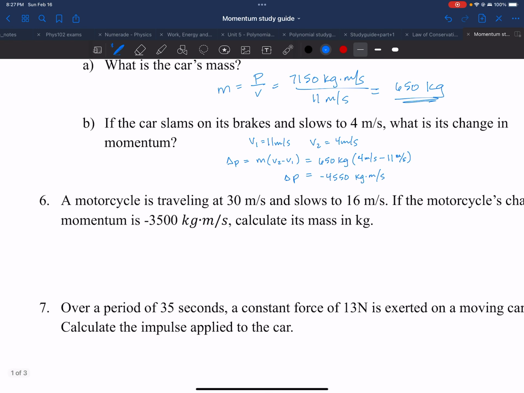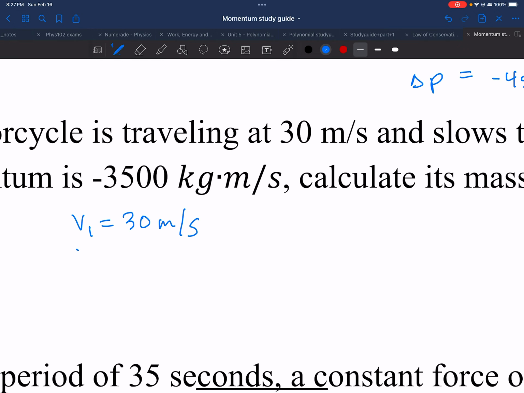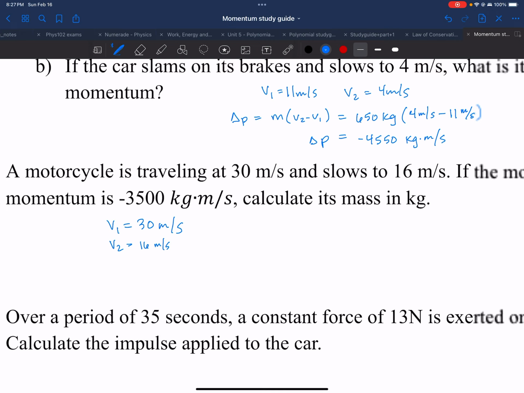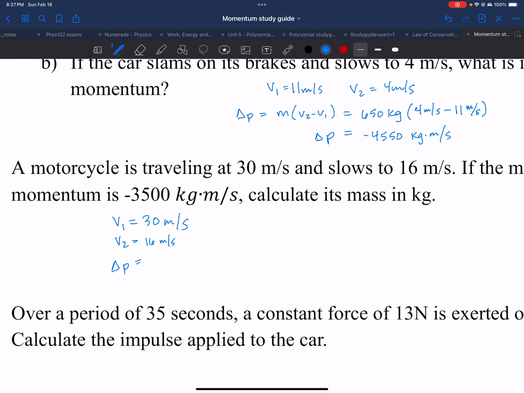All right, that's number 5. Number 6, a motorcycle is traveling at 30 meters per second and slows to 16. So V1 is 30 meters per second. V2 is equal to 16 meters per second. If the motorcycle's change in momentum, so delta P, is equal to negative 3,500 kilogram meters per second, calculate its mass. All right, so mass we know is equal to change in momentum over change in velocity. So we already know our number in delta P, but this is going to be V2 minus V1.